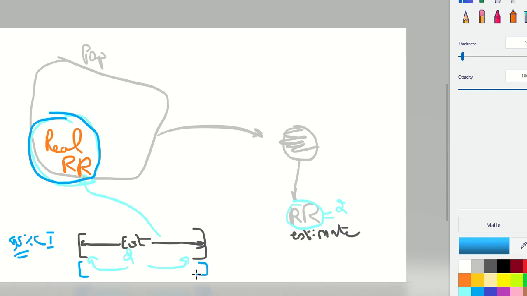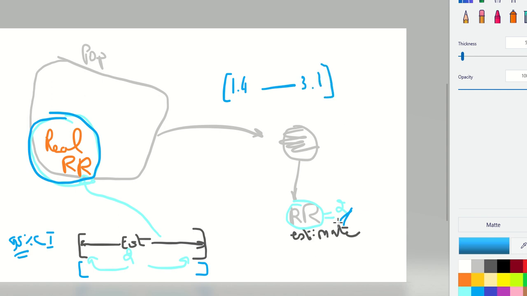So the 95% confidence interval is building a fence around your estimate, whether it's a relative risk or anything else. By doing so, you are saying that you're 95% confident that the real value in the population is inside. So maybe your relative risk came out to 2, and the confidence interval is from 1.4 all the way to 3.1, for example.